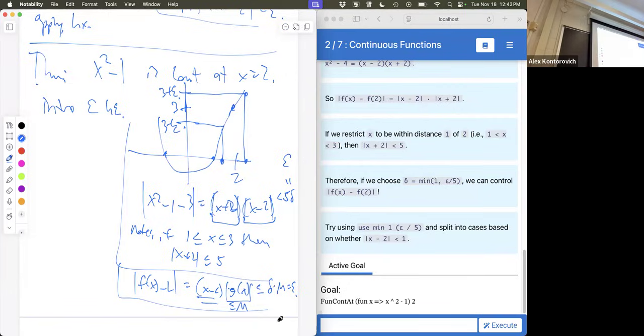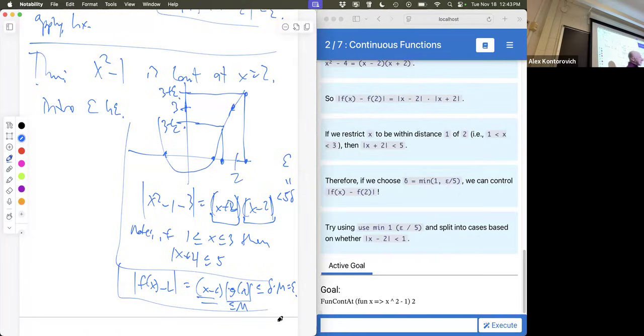How do I get the thing in the note? If x is between 1 and 3, then x plus 2, I'm just adding 2 to both sides, is between 3 and 5. In particular, in absolute values, it's at most 5. Because I'll take absolute values here, which means I get absolute values here.